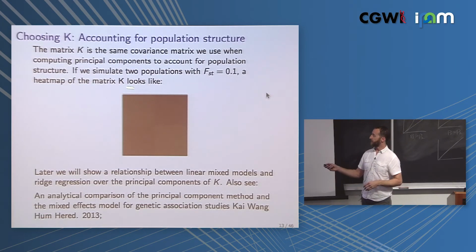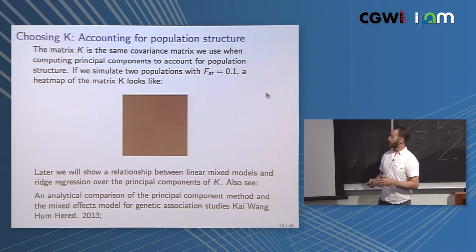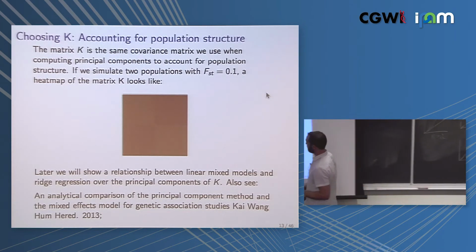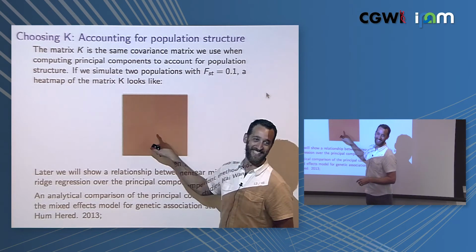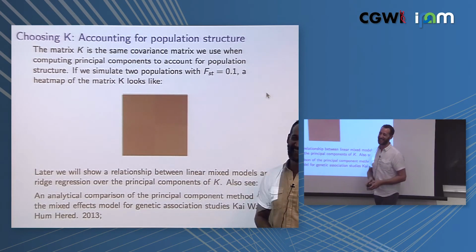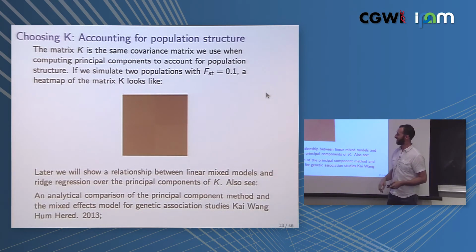So for population structure, what you can do, oh man, there are two yellow boxes here. Yeah, just squint.